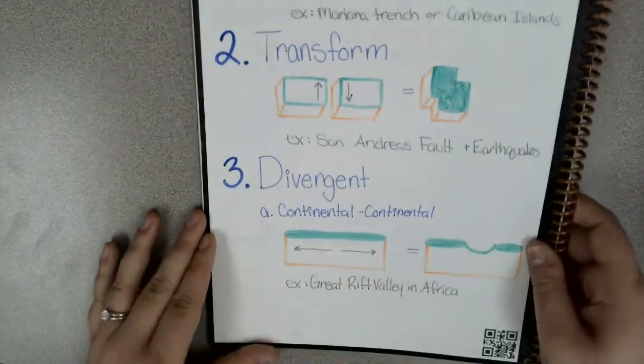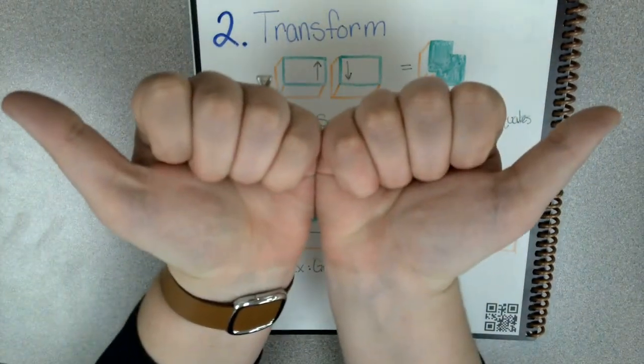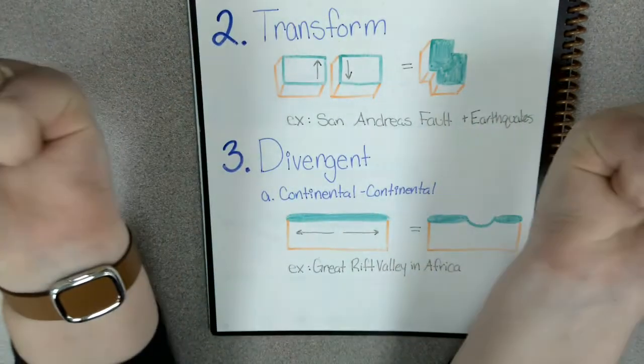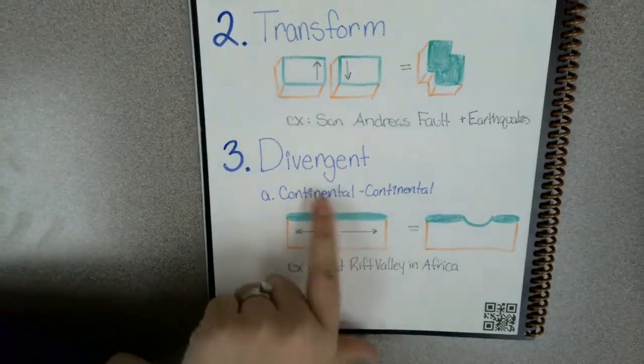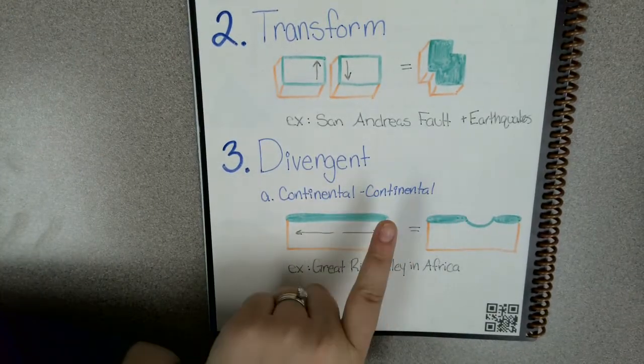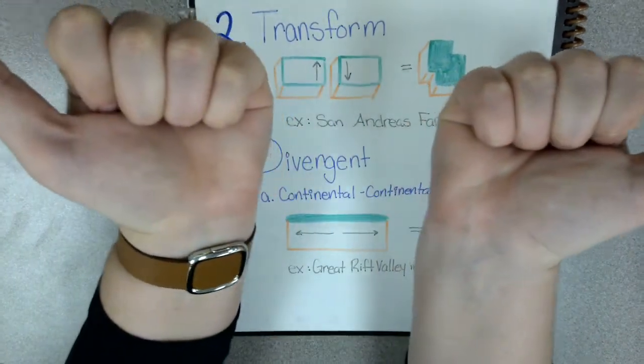All right. Last but not least is divergent boundaries. Divergent boundaries, if we were to show with our hands, is the separation of two plates. So they're pulling apart. We can have a situation where we have a continent and a continent that are together and are slowly separating.